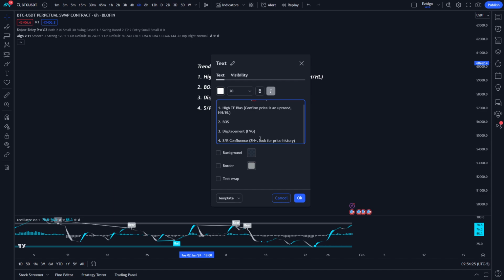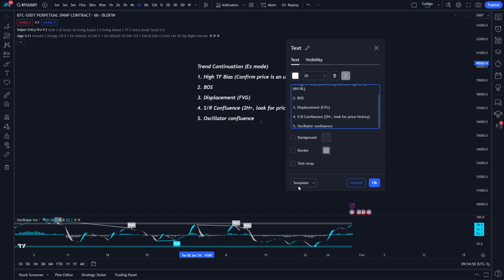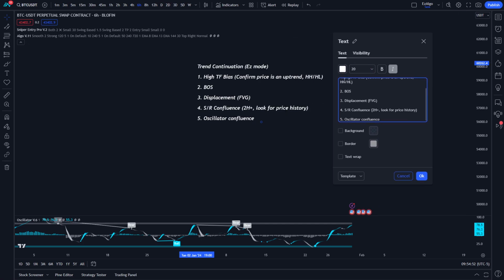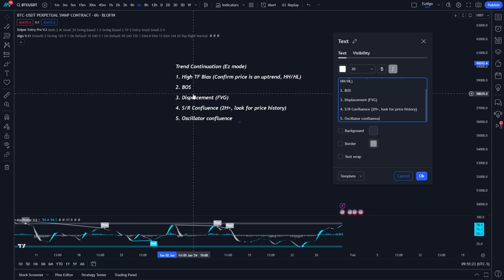If price has respected this level multiple times in the past, it's more likely to react from this level once again. All right, step 5, look for EzAlgo oscillator confluence. Now, it doesn't have to be the EzAlgo oscillator. That is part of the EzAlgo bundle. I also like Fu Manchu Cypher B, which is a free oscillator indicator that can be another added confluence. I like to see the oscillator in that oversold zone as price is approaching that sniper entry zone. So again, another piece of confluence.